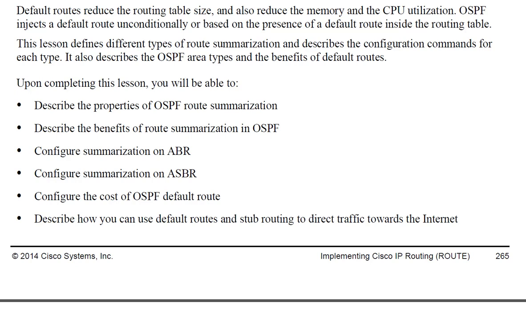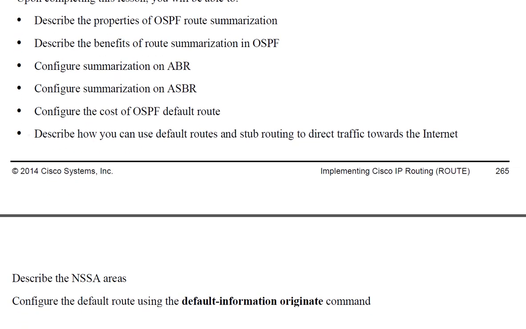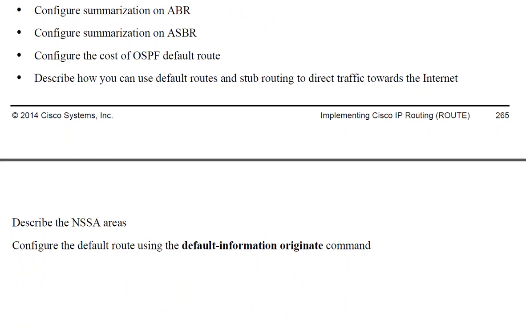The reality is when you're designing OSPF and you're creating your OSPF network, it is actually very important that you use the default route feature and the stub routing feature to scale the OSPF design. Okay? So we're going to talk about route summarization in OSPF. We're going to talk about the benefits of route summarization in this lesson. Also, how do we configure summarization on an area border router? What does that configuration look like on an autonomous system boundary router?